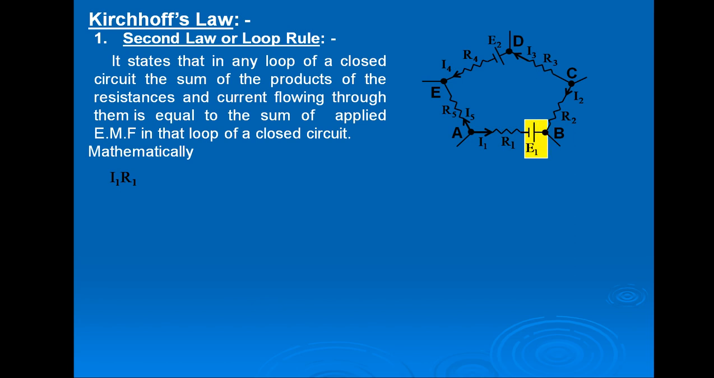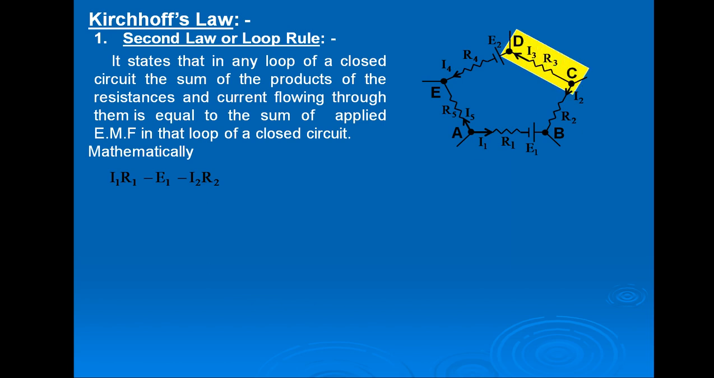In the cell E1, potential is increasing from A to B. Therefore, it is negative, minus E1. Between points B and C, current is flowing from C to B. Therefore, the potential is increasing from point B to C. So it is also negative, minus I2 R2.